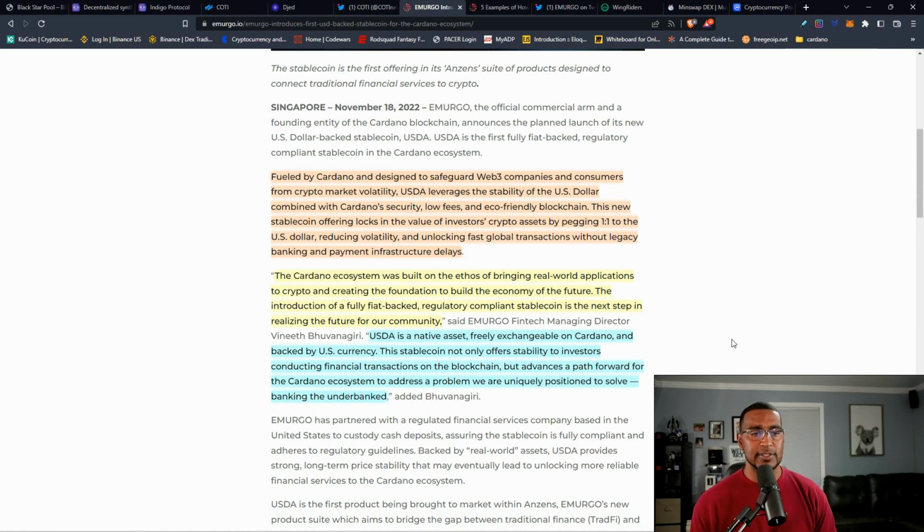The Cardano ecosystem was built on the ethos of bringing real-world applications to crypto and creating a foundation to build the economy of the future. The introduction of a fully fiat-backed, regulatory-compliant stablecoin is the next step in realizing the future of our community.